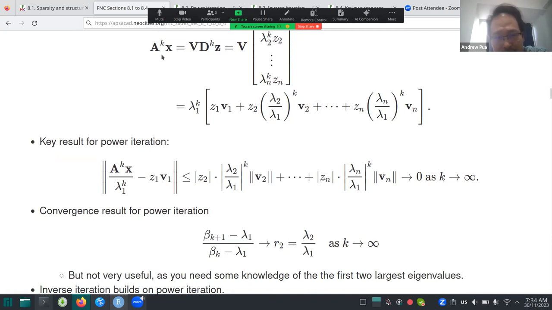If you put this lambda 1 to the k to the other side and then subtract off z1 v1, you'll get the difference between these two. That's the reason for dividing A to the k x by lambda 1 to the k and then subtracting off this one, because you want to magnify the dominant eigenvalue, and you want to know how close these two are. So roughly A to the k x is effectively like lambda 1 to the k times x, and the remaining part goes to 0 as you push k to infinity.